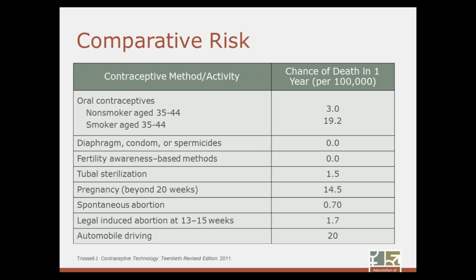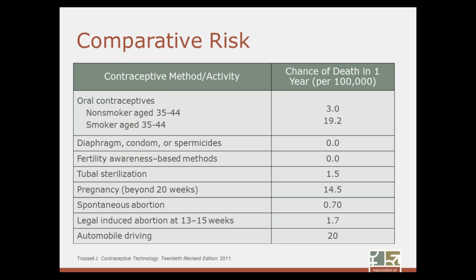Now, comparative risk. This table, I really like it for a few different reasons. It helps us put in perspective the risk of death associated with oral contraceptives. And down here at the bottom, we have automobile driving for your reference. So the chance of death with driving an automobile, which many of us, I'm lucky enough, I live in Manhattan, I don't drive very frequently, but many of us do this every day. So there's a 20 per 100,000 chance of dying with driving a car in 1 year.